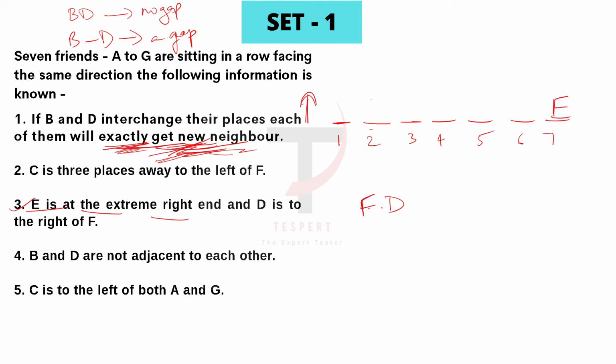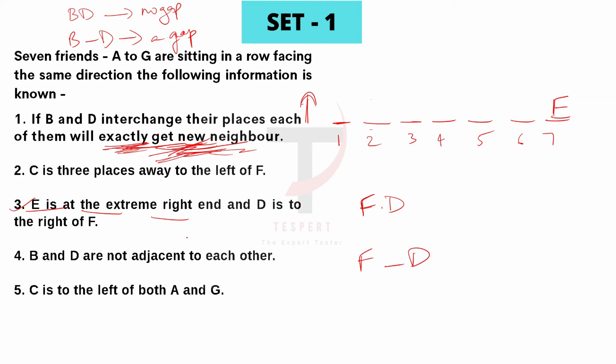D is to the right of F, but it is not given as immediate right, so D can come immediately after F, or with one gap, or with a two gap. D is right of F, but not necessarily immediate right. It may be, it may not be. So let us remember this.